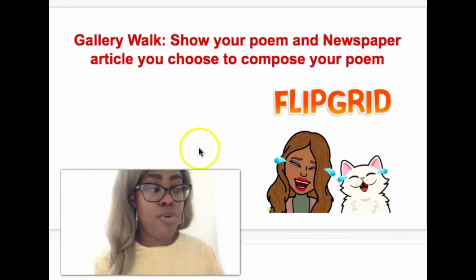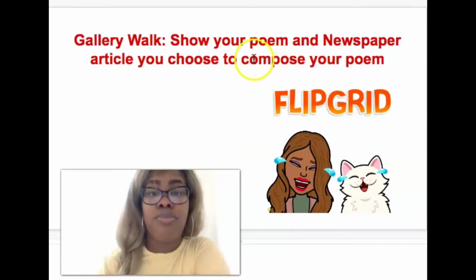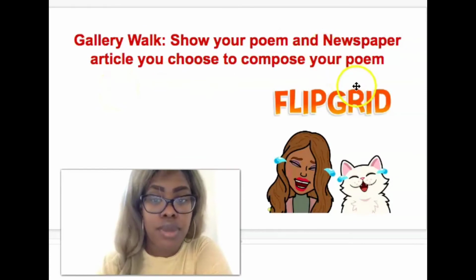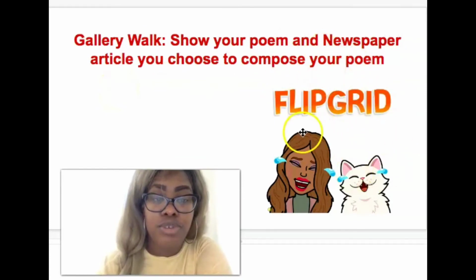Once you have completed your poem, I want you to share out your poem and the newspaper article that you chose to compose your poem. You will do this in Flipgrid.